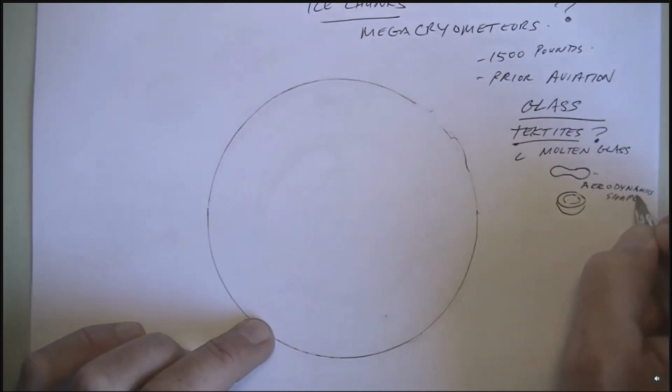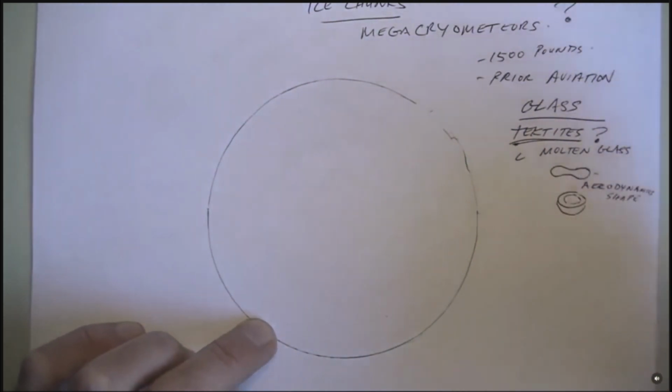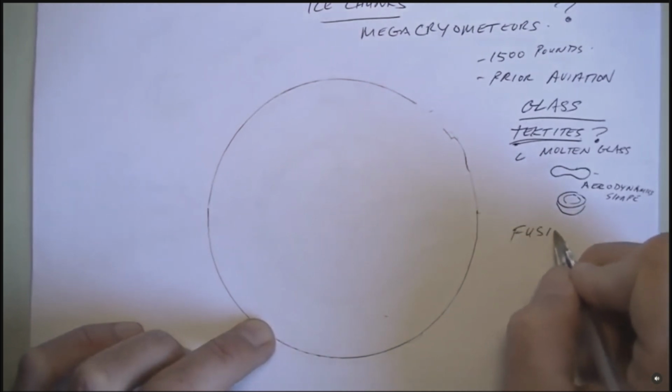Aerodynamic shape. But it's a mystery to them. To me, it's not a mystery. It's very simple where they came from. Fusion crust on meteorites.